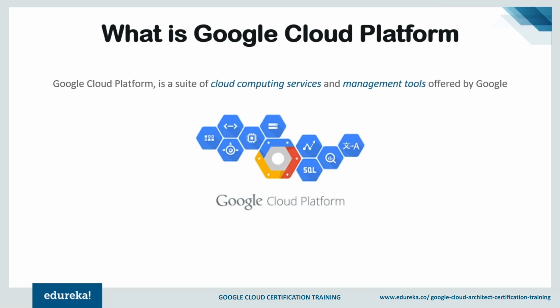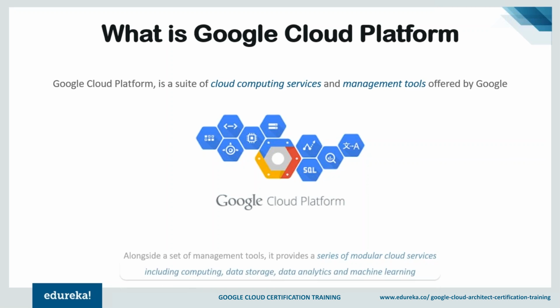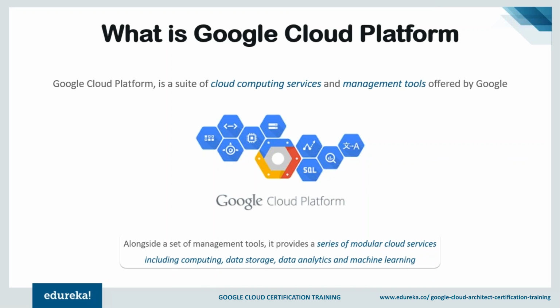Now, Google Cloud Platform is a set of computing, networking, storage, big data, machine learning, and management services provided by Google that runs on the same cloud infrastructure that Google uses internally for its end user products, such as Google Search, Gmail, Google Photos, and YouTube.